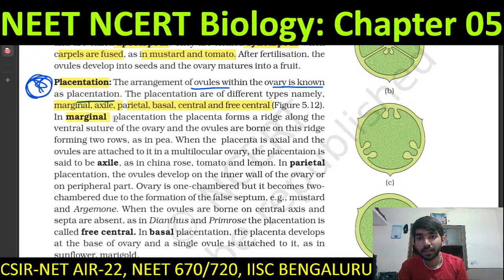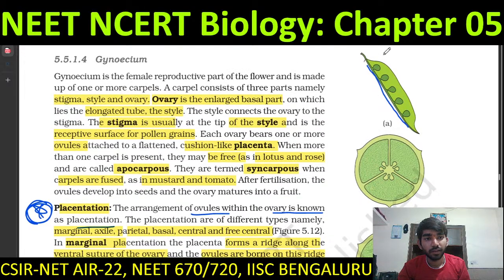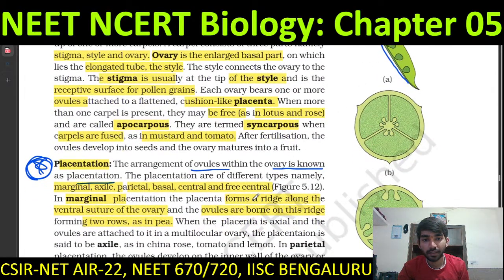In marginal placentation, the placenta forms a ridge along the ventral suture of the ovary, and the ovules are borne on this ridge, forming two rows, as in pea. Here you can see this is the marginal placentation. So here this is the example of pea, and they are saying that the placenta forms a ridge. So this ridge is the placenta.